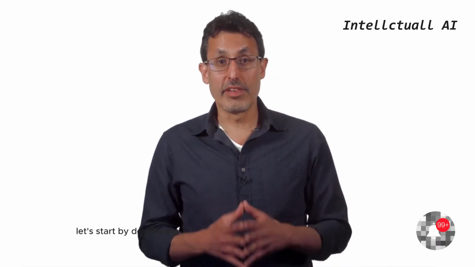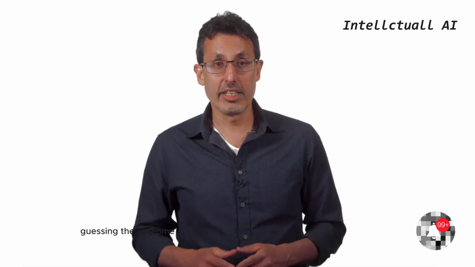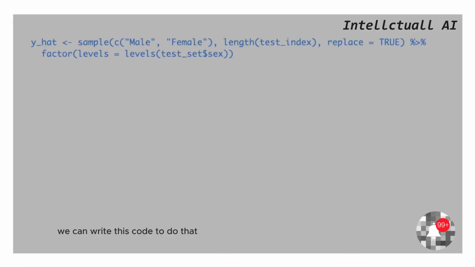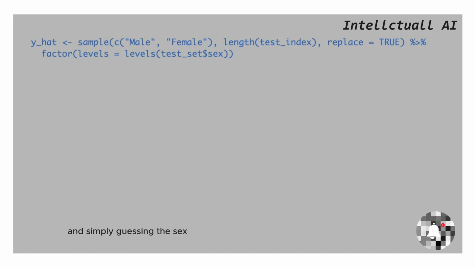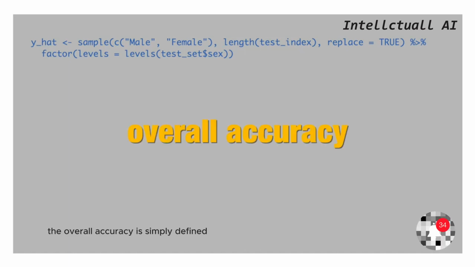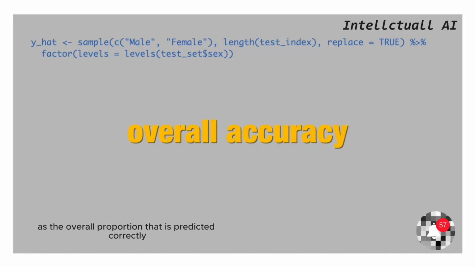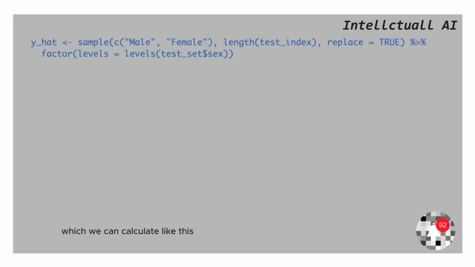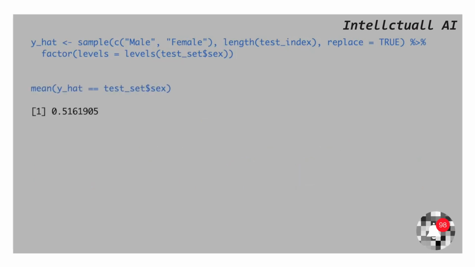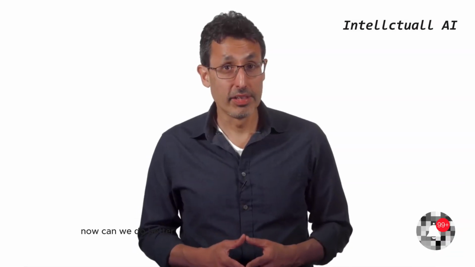Let's start by developing the simplest possible machine learning algorithm: guessing the outcome. We can write this code to do that. Note that we're completely ignoring the predictor and simply guessing the sex. The overall accuracy is simply defined as the overall proportion that is predicted correctly, which we can calculate like this. Not surprisingly, our accuracy is about 50%. We're guessing. Now, can we do better?